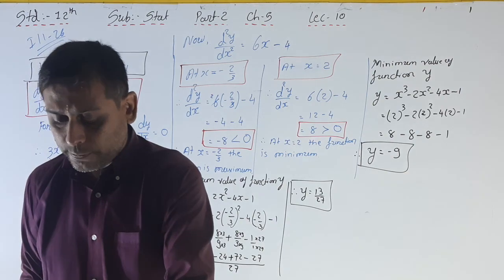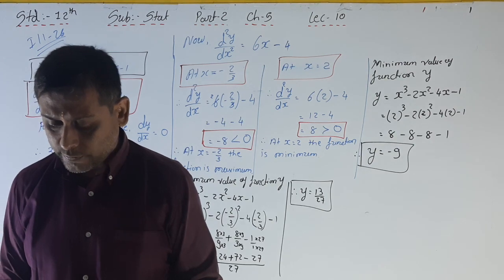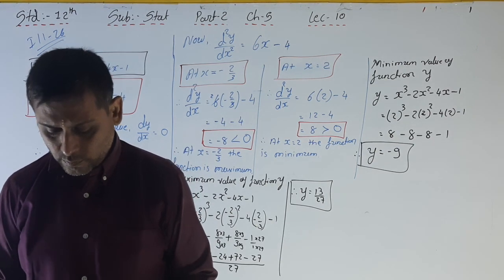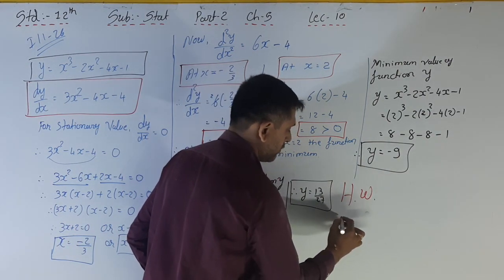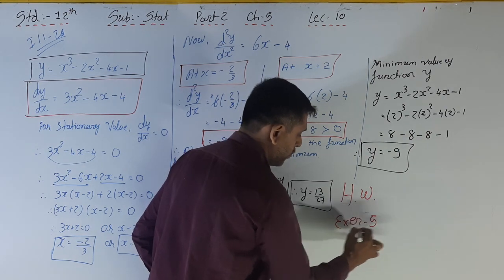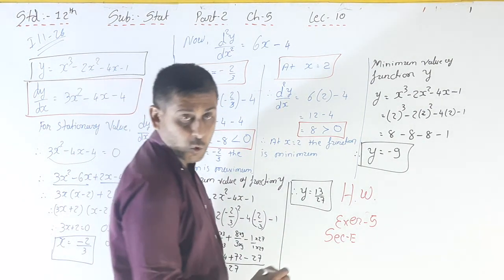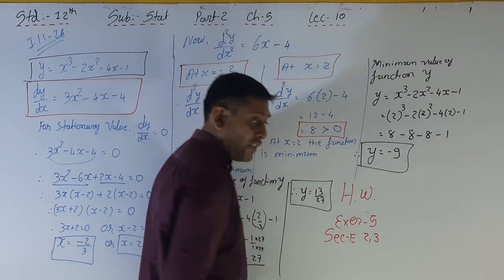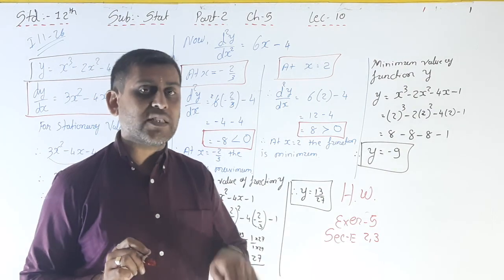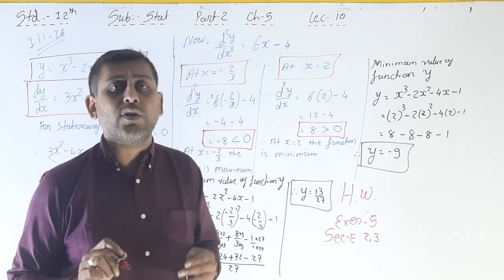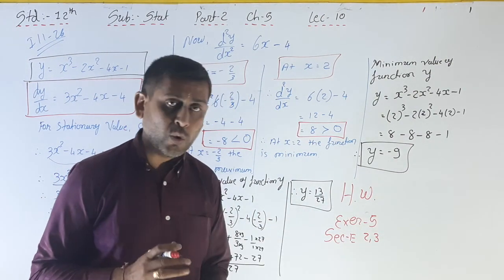Okay, so here we complete illustration number 25 and 26, and now time for homework. Exercise 5, section E, question number 2 and 3. See, this one is the theory, that is, what is the maximum value of a function and state the condition for the maximum value. We already discussed these two conditions for maximum value and two conditions for minimum value in our last lecture. So you have to write these two, right?